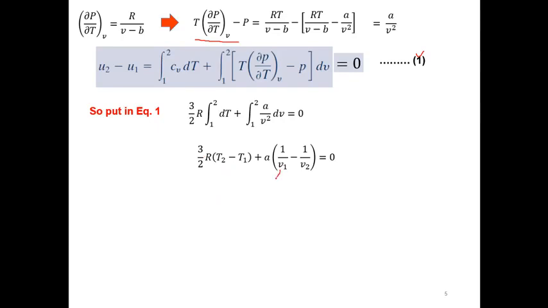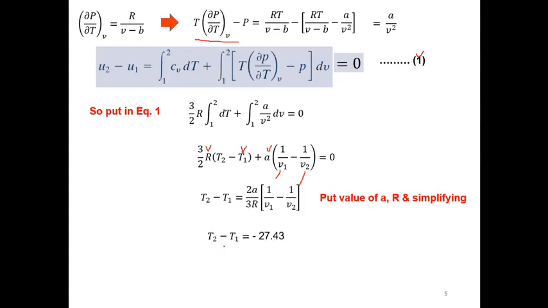So you can see from here, we know the initial volume. The initial volume was equal to 0.2, and the final volume when the partition was removed was equal to 0.4 cubic meter. And A is a constant. We know A is given, R is a constant, and we know the initial temperature. So we can calculate the unknown. If we put all the values, we'll get this value. The change in temperature between the two states is minus 27.43. That means there is a decrease in temperature.